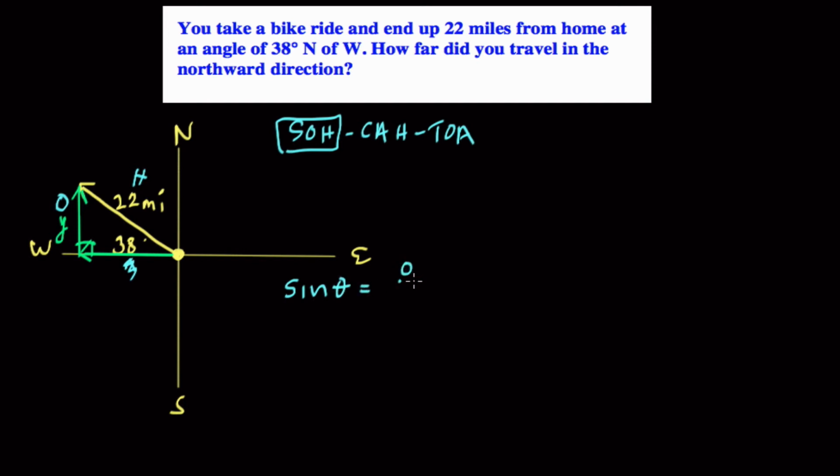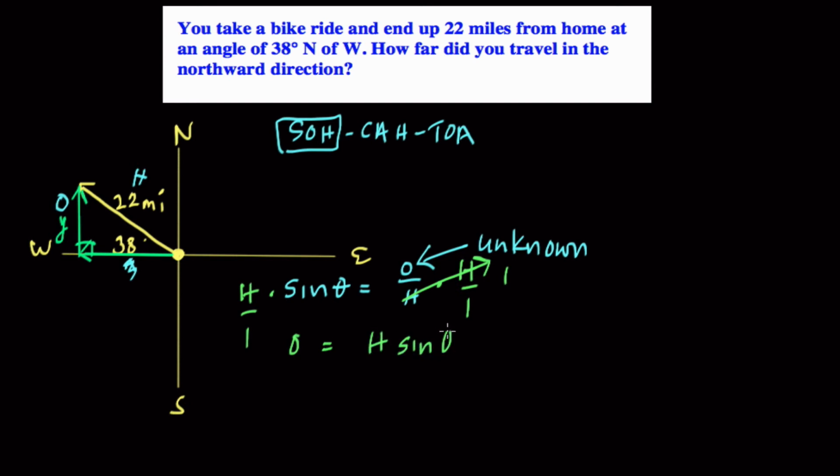Sine theta is opposite over hypotenuse. Which side am I looking for? I'm looking for opposite. This is my unknown. So in order to find that, I need to get it by itself on one side of the equal sign. I need to isolate that variable. So I'll show the steps here. You don't have to. Hopefully this is becoming a little bit easier for you. I'm going to multiply both sides by h. I'm going to write h over 1, which is the same as h. So you can see what's going on here. h over h is 1. So I end up with the opposite side equals hypotenuse times the sine of theta.